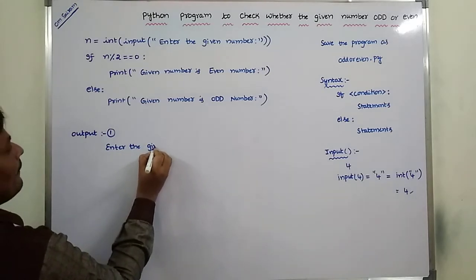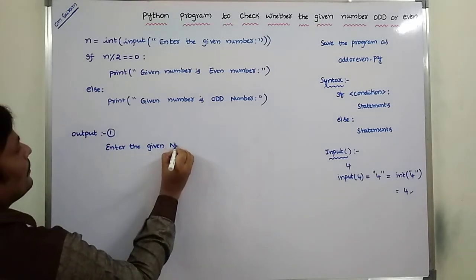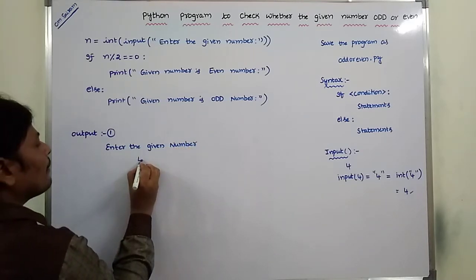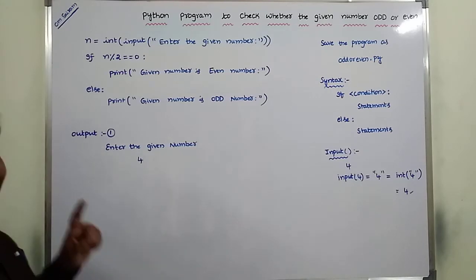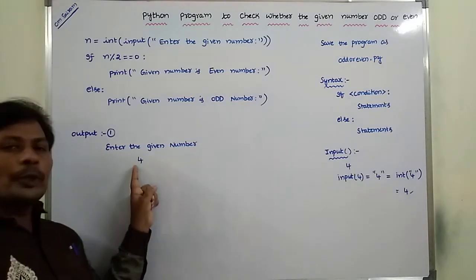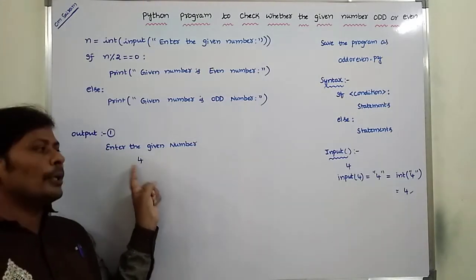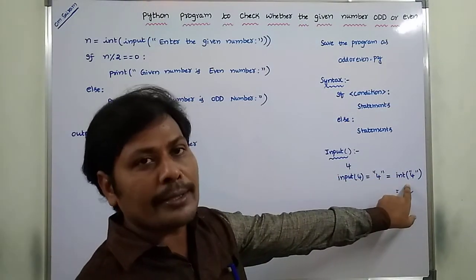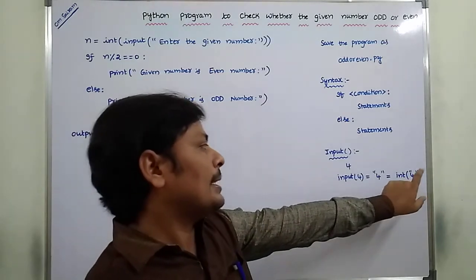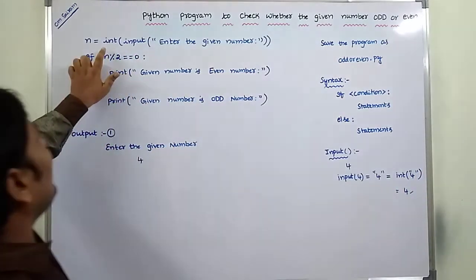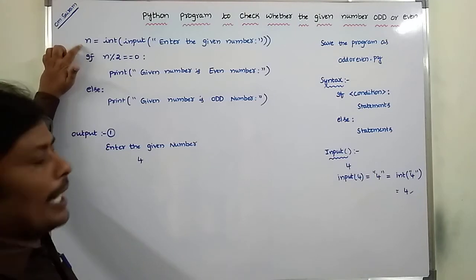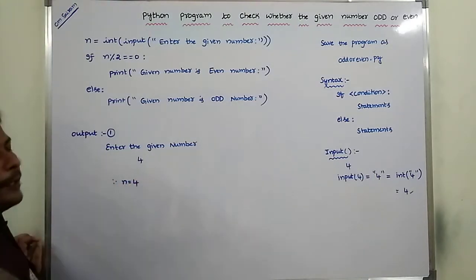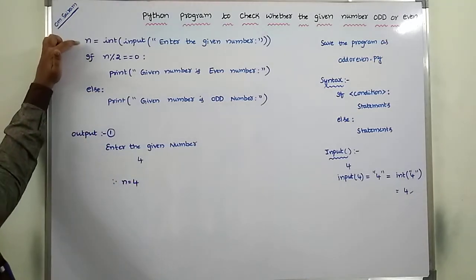Enter the given number. So I am entering the given number as 4 from the keyboard. Then the input function reads that input as a string. That string input is passed to the int function, and that integer value is assigned to the variable n. So now n is equal to 4.